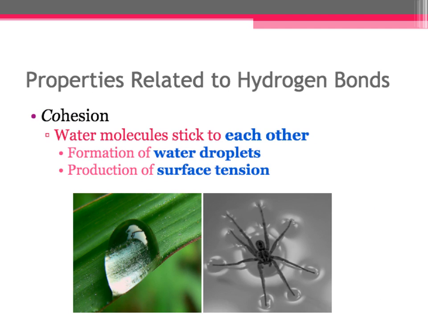All right, cohesion is another property related to hydrogen bonds. This is water molecules sticking to each other, so they are going to form water droplets. They also produce surface tension, which is why some small bugs can walk on water. Part of the lab is going to be looking at water droplets sticking to each other. Okay, so that's why water does form these nice droplets. It sticks to each other.